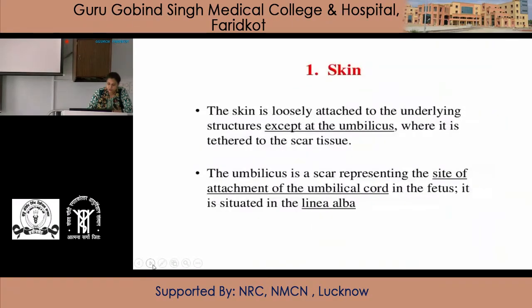First of all, we discuss the skin. Skin is loosely attached to the underlying structure except at the umbilicus, where it is tethered to scar tissue. The umbilicus is a scar representing the site of attachment of the umbilical cord in the fetus, and it is situated in the linea alba.